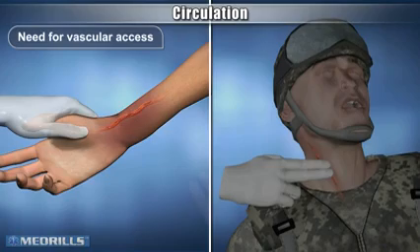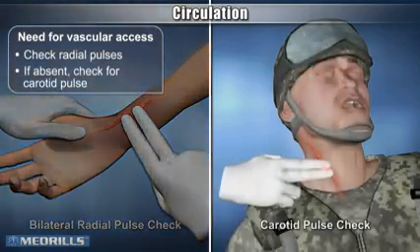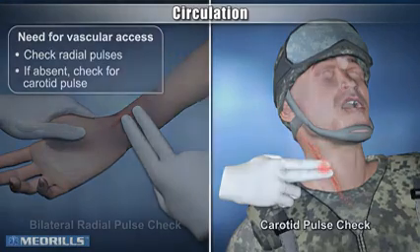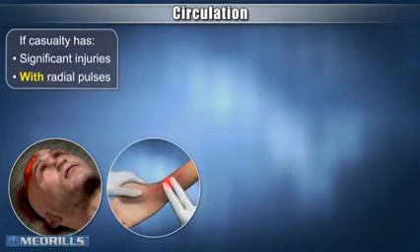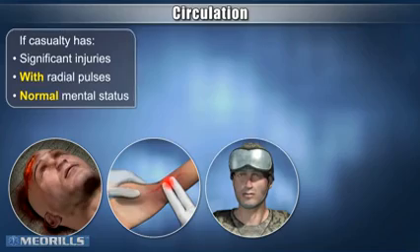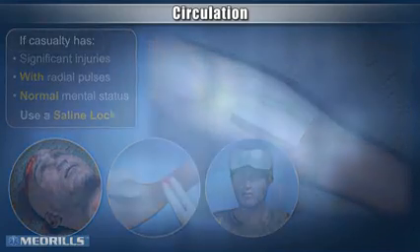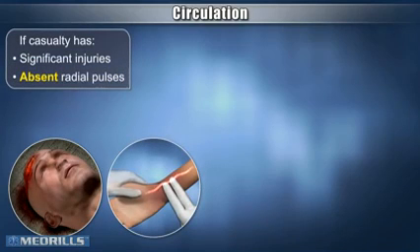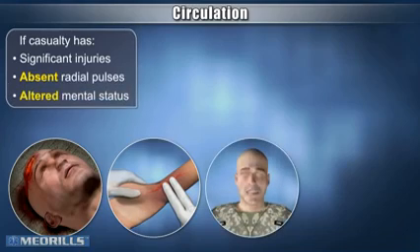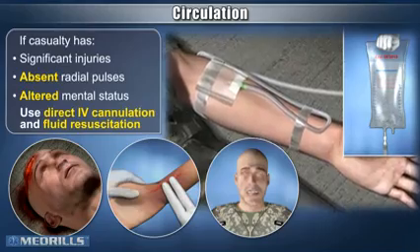Need for vascular access. Check radial pulses. If absent, check for carotid pulse. If the casualty has significant injuries but presents radial pulses and has normal mental status, use a saline lock. If the casualty has significant injuries, absent radial pulses, and an altered mental status, use a direct IV cannulation and fluid resuscitation.